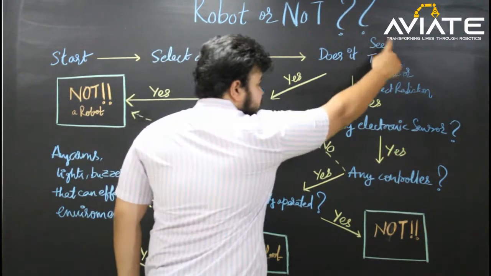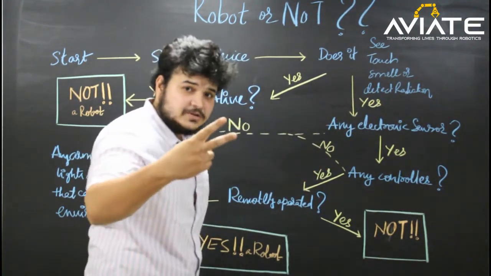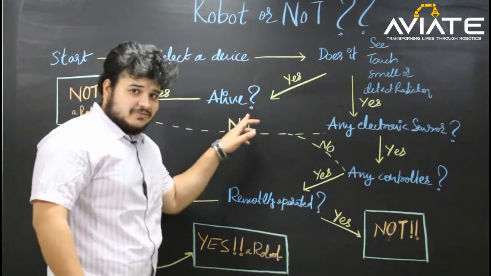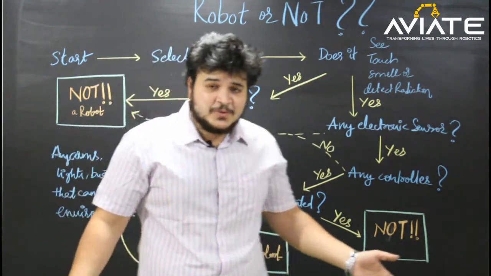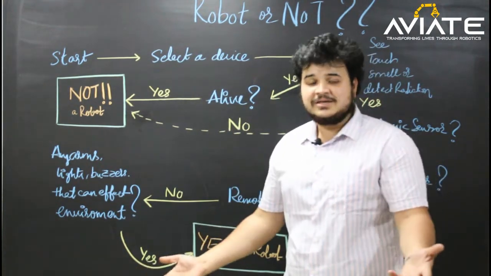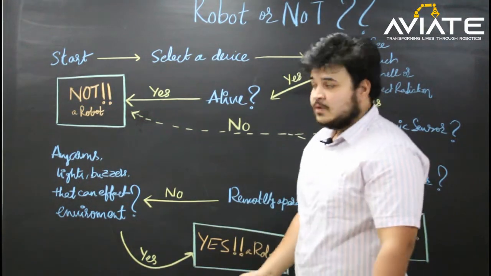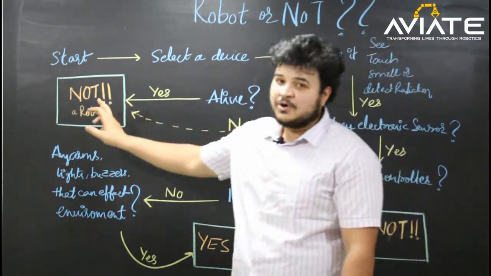If it is able to see, touch, smell, or detect any kind of radiation, the next important check is, is it alive? If it is alive, obviously it is not a robot. An animal can sense, see, and feel touch, everything. A human can do the same thing. So if it is alive, obviously it's not a robot.